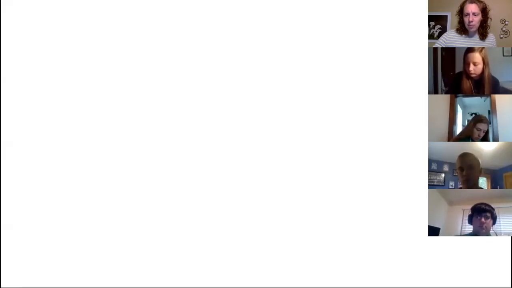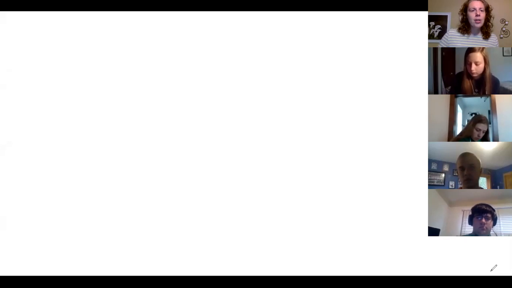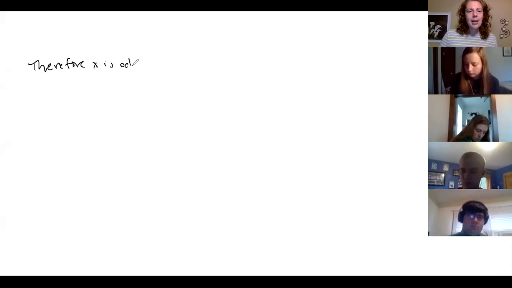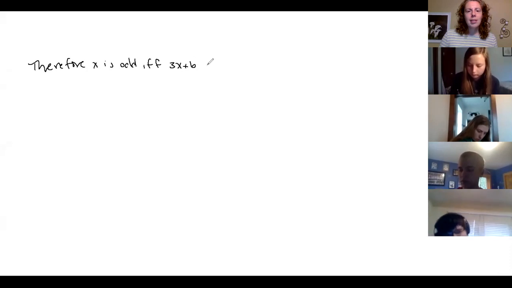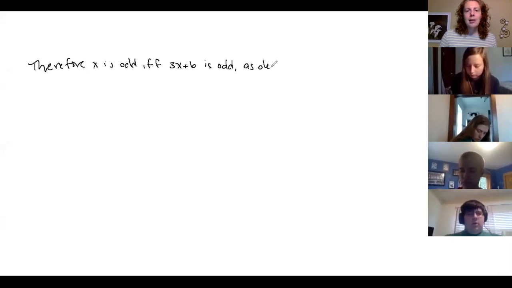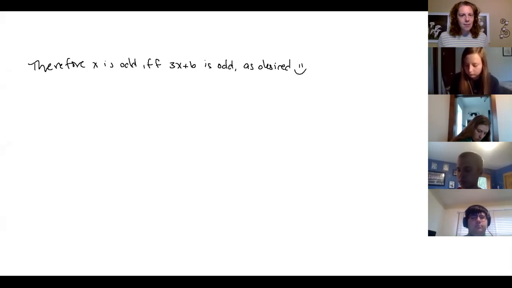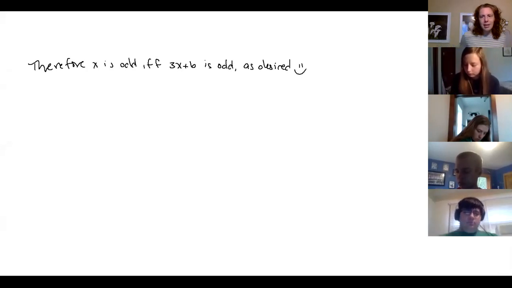I don't have my proof anymore because this is a drawback of Moodle, that it erases your whiteboard. I don't like that. But here's our therefore statement. So we would say then, therefore, x is odd if and only if 3x plus 6 is odd as desired. So this is our therefore statement at the very, very end of our proof.